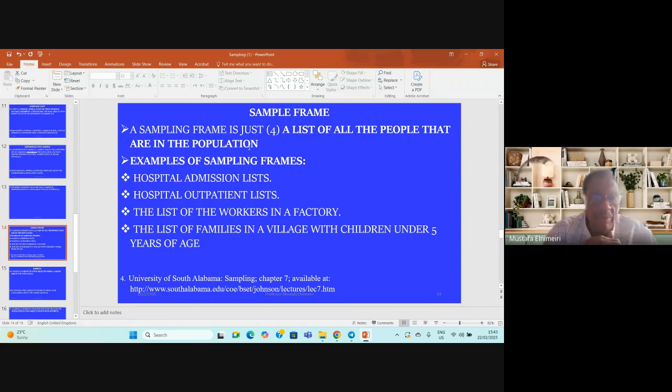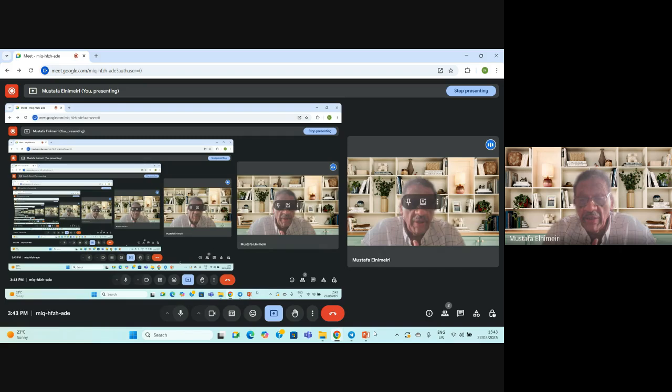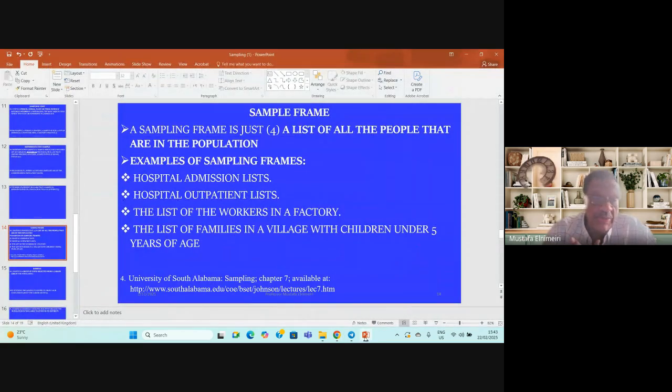A sampling frame is just a list of the people that are in the population. For example, we talk about a hospital admission list as a sampling frame, a hospital patient list, the list of the workers in a factory, the list of families in a village with children under 5. We talk about the list of medical doctors employed in Khartoum Teaching Hospital, as we have just mentioned in that example, where we're interested to study the attitude towards informed consent.